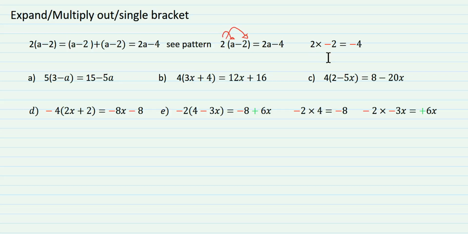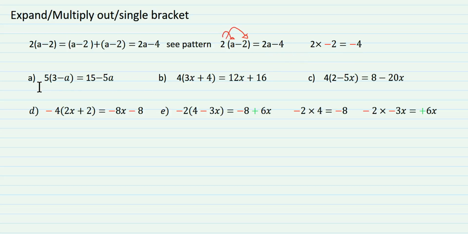Okay, 2 times minus 2, there's a plus in front of the 2, so if the signs are different, the answer is negative. So that's where I got this minus 4 from. 2 times minus 2 is minus 4. That's where this minus 4 comes from.